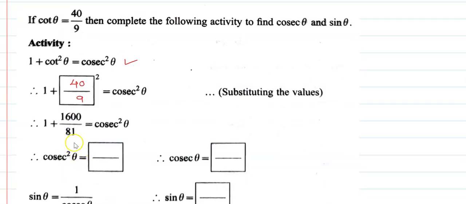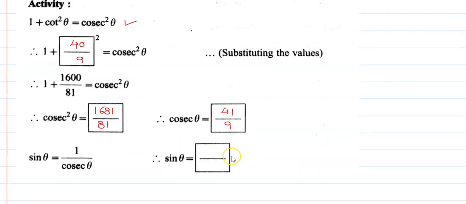आता पुढे सिम्प्लिफिकेशन करणार काय? या 81 ने 1 ला मल्टिप्लाय करणार. Then you will get 81 plus 1600. Then you will get 1681 upon 81. Next, find out the square root. दोन्ही बाजूला square root घेणार. Then what you will get? Here you will get 41 upon 9. Okay, cosec theta is equal to 41 upon 9.